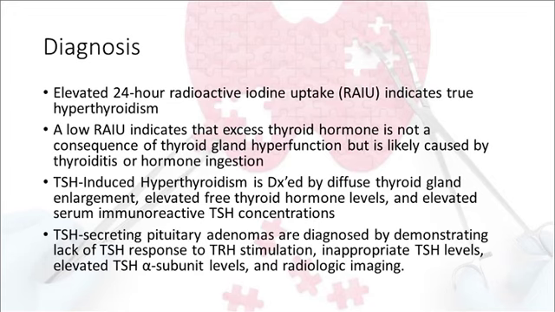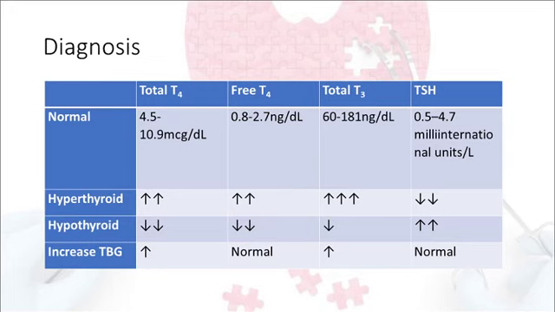TSH-induced hyperthyroidism is diagnosed by a diffusely enlarged thyroid gland, which you would be able to see on imaging, along with elevated free thyroid hormone levels and elevated serum immunoreactive TSH concentrations. TSH-secreting pituitary adenomas are diagnosed by demonstrating a lack of TSH response to TRH stimulation, and there will be inappropriate TSH levels and elevated TSH alpha subunit, and radiological imaging will also be required.